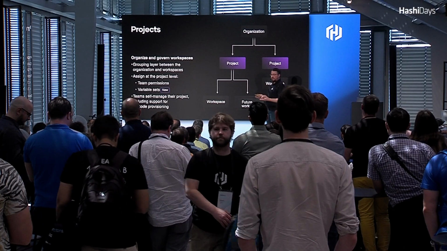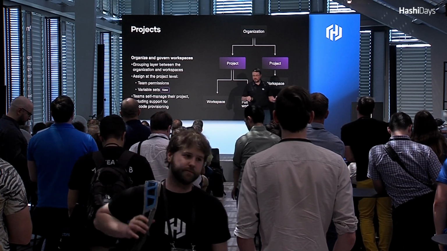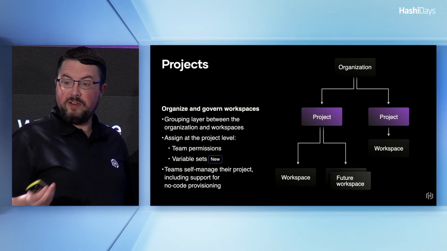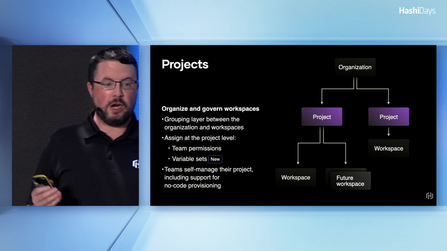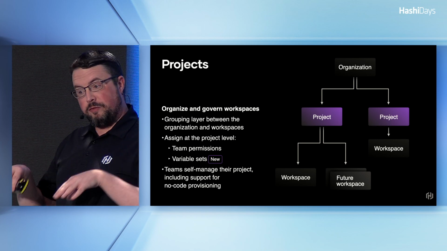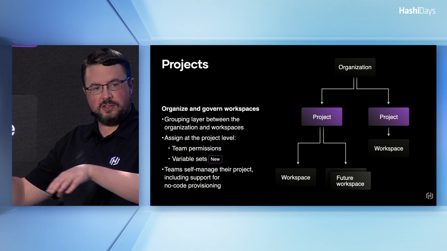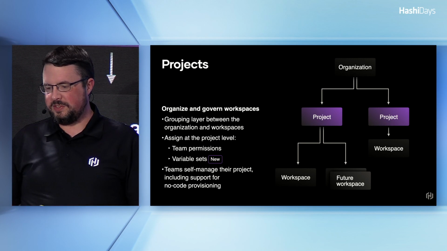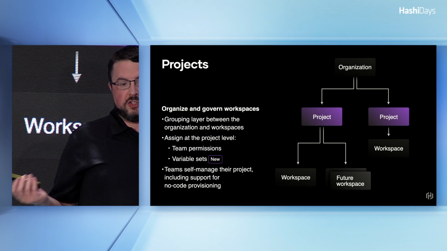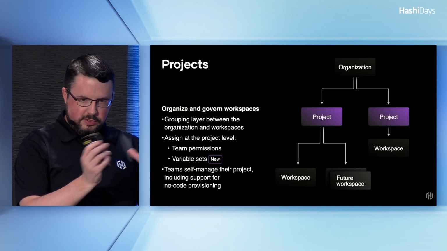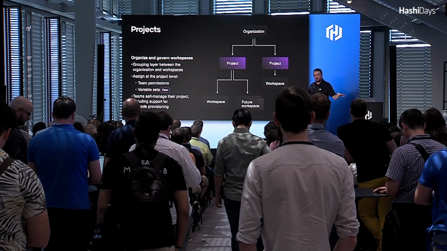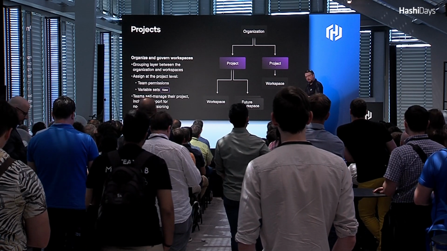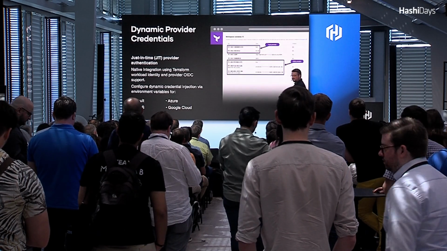Initially, when we launched projects in January, you could assign team permissions at the project level. Now you can also assign variable sets at the project level. So the variable set will now be inherited by every existing and new workspace in that project. And you'll see how this really helps open up some things for us. Projects just allow teams to self-manage their own sphere of infrastructure without impacting the rest of the organization. So it gets us to that least principle challenge.